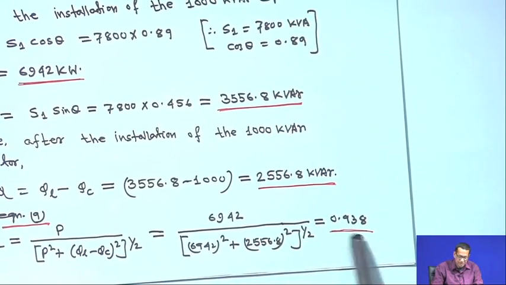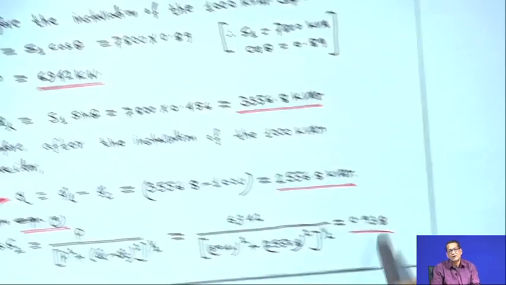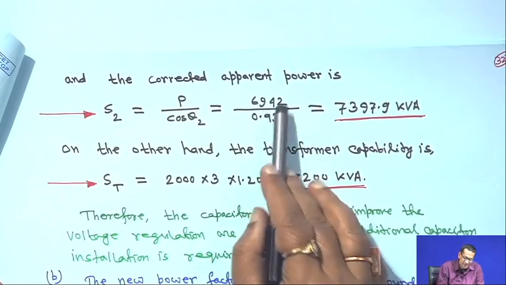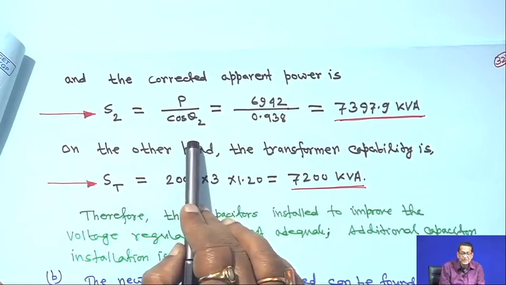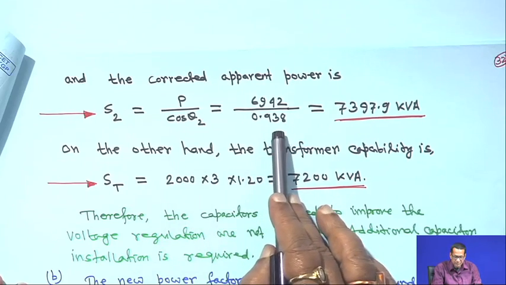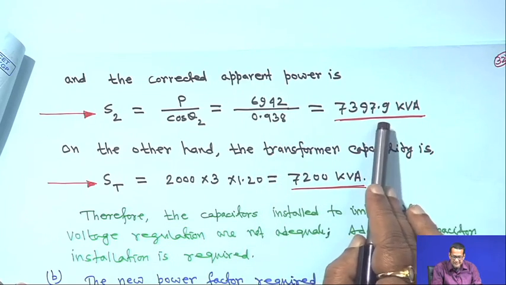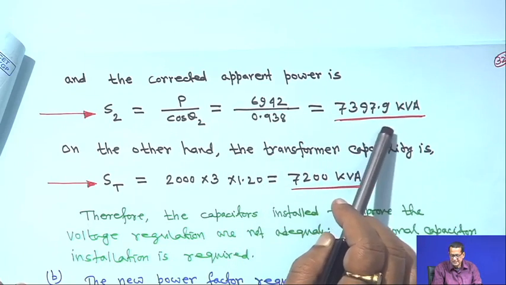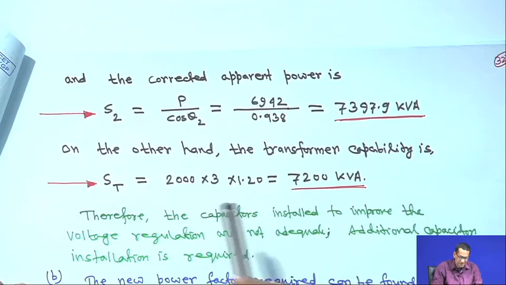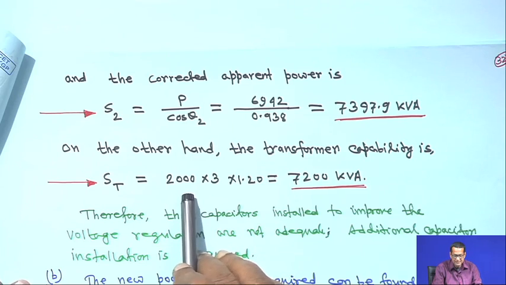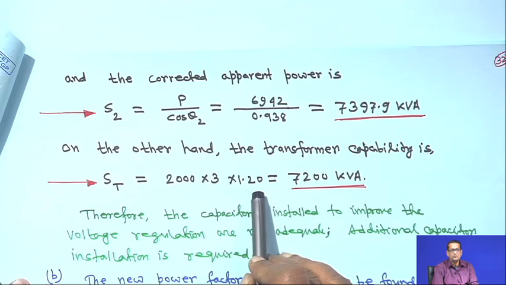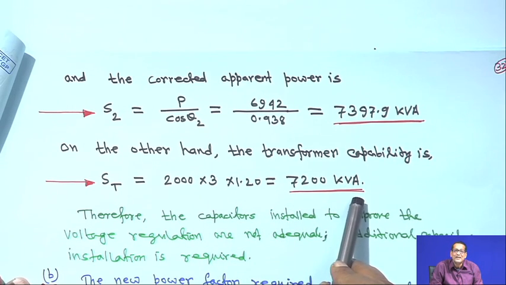So the power factor in the second case, initially 0.89, has now improved because of this 1000 kilovar capacitor. The corrected apparent power S2 is equal to P upon cos theta 2. Therefore, 6942 upon 0.938 is 7397.9 kVA. On the other hand, the transformer capability, because there are 3 2000 kVA transformers, is 2000 into 3, and the overloading capability is 1.2, so it is 7200 kVA.